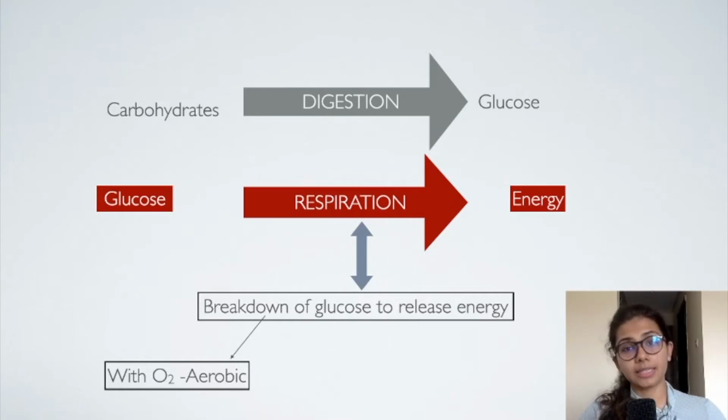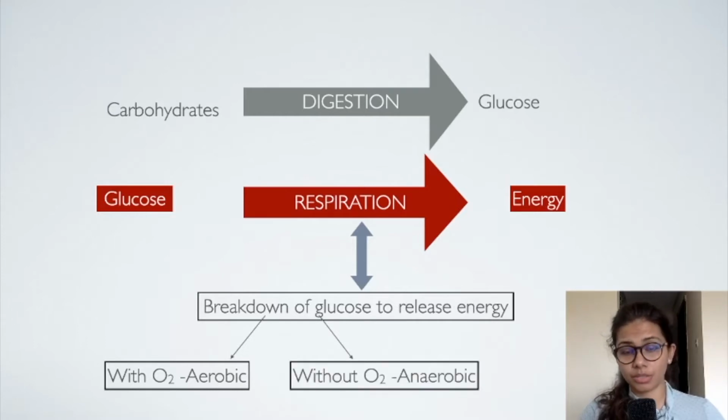Another way that certain other organisms carry out respiration, or in certain cases, respiration happens in the opposite way, that is, without the help of oxygen or without the presence of oxygen. Such a type of respiration is known as anaerobic respiration. So aerobic and anaerobic, right?